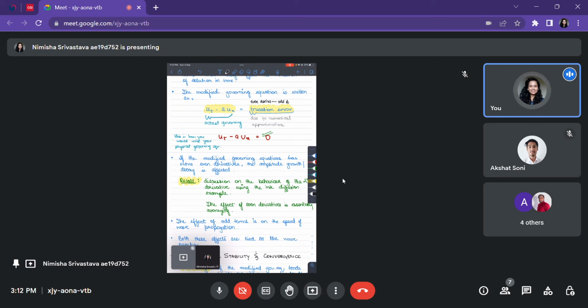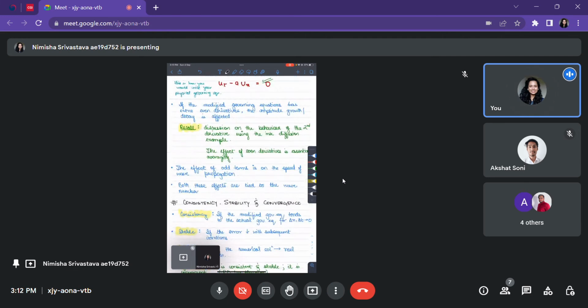So if it has some even derivatives, then let's read what's given. The amplitude and the amplitude growth or decay is affected. So basically terms that look like this in my modified governing equation, d4u, d6u, any terms in my governing equation that look something like this are basically telling me that my solution's growth or decay behavior is affected.